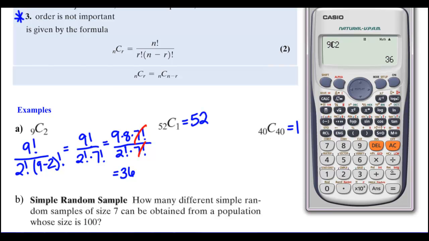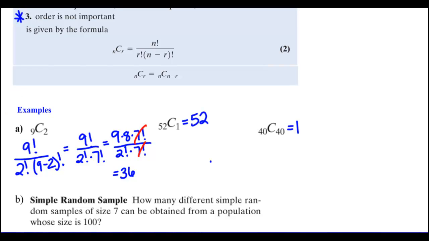It's going to give us 36. Our 52 choose 1 is going to give us 52. And then our 40 choose 40 is going to give us 1. All right, let's look at B.